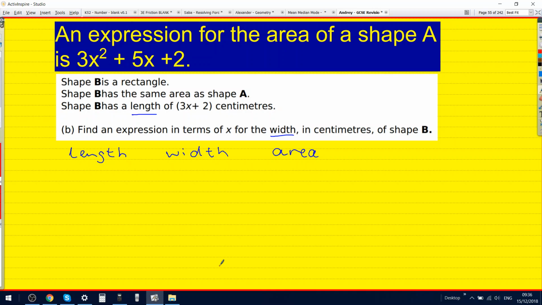Any equation that connects those? Would it be 3x squared plus 5x plus 2 divided by 3x plus 2? Yes. So length times width equals area. This was 3x plus 2 times by something gives us that. And you can divide it, or you can just try by looking at it by inspection.